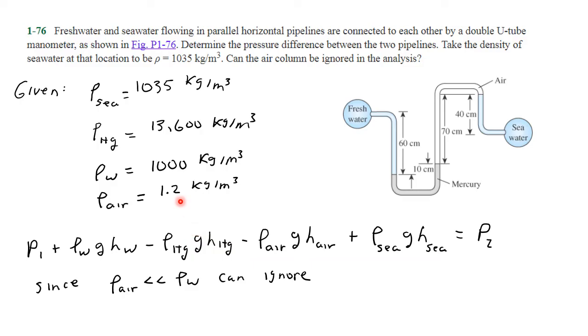But looking at this, if you look at these densities right away, you can notice that since the density of air is 1,000 times smaller than the density of water or seawater, it can be ignored here. The column of air is comparable to the other column heights, so therefore we're just going to cross it out and ignore this term.